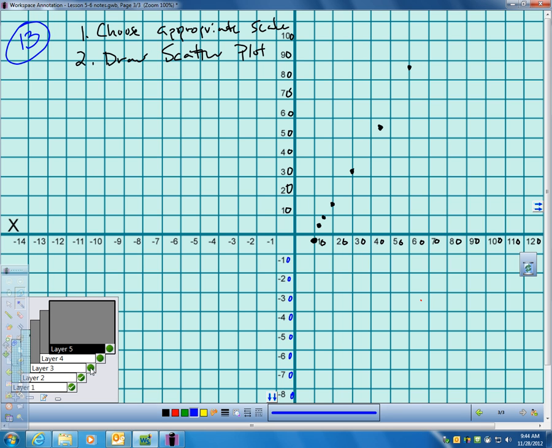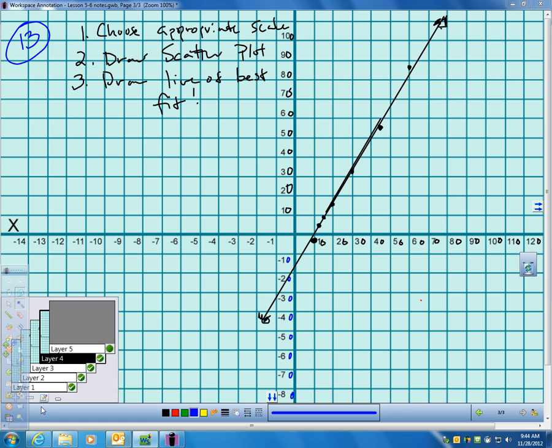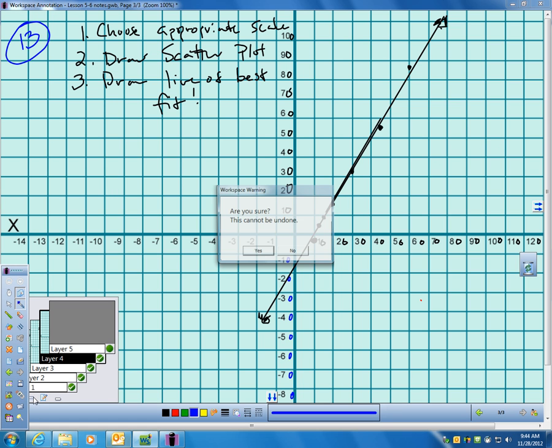Okay, I got to draw a line of best fit. So I'm going to take my ruler out, and as best I can, I'm going to draw a line which describes this. Actually, that line's kind of crummy. I think I'm going to redo that line. I don't like it. So let me just get rid of this. That's a crummy line, and I'm going to redo the line.